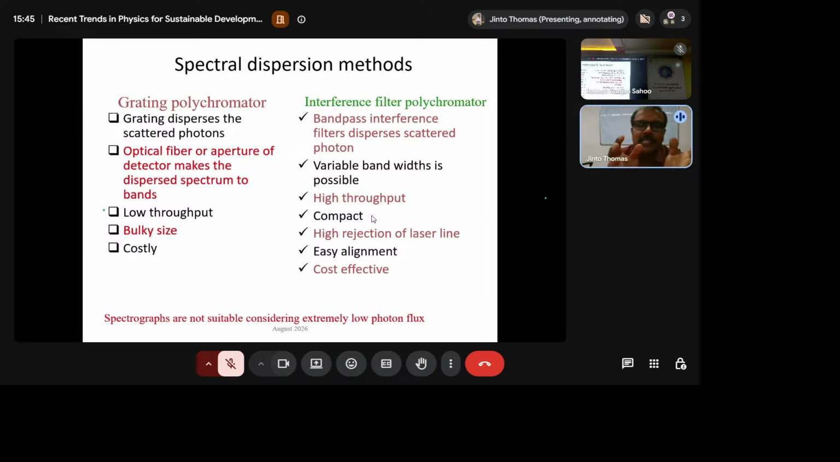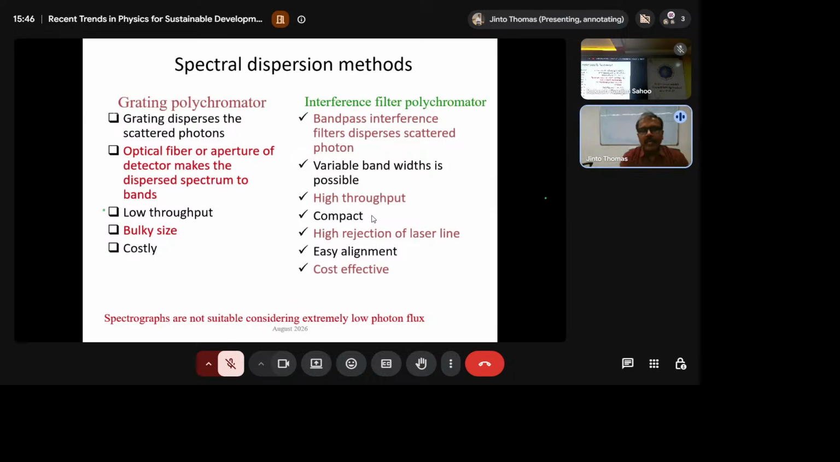And these 10 photons can never give you a signal because that is just within the readout noise. So effectively you are not going to get any signal. So we just compromise the spectral resolution and use interference filters, which I can configure the way I want with a different spectral bandwidth. And based on the bandwidth, you will be getting more and more photons.